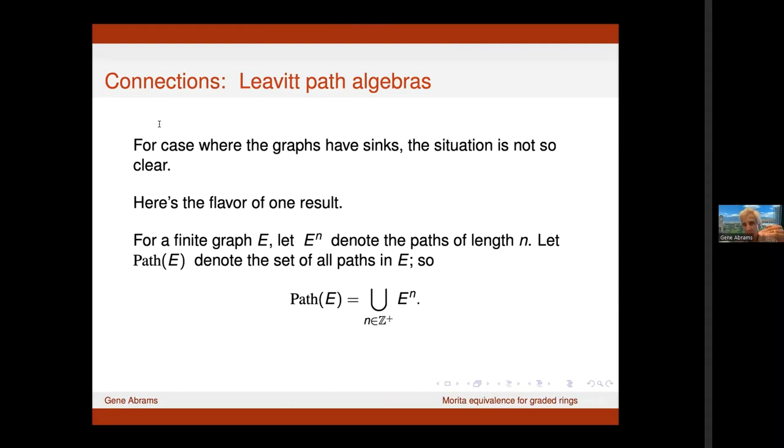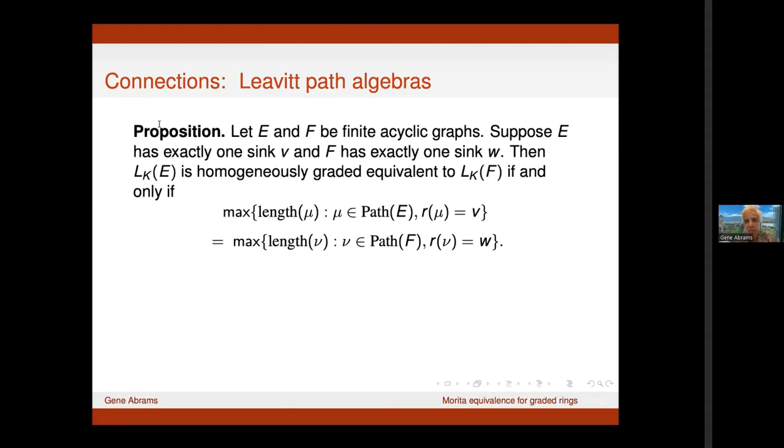So here's what the paths look like. They're just the finite paths that I'm interested in. And a proposition we're able to prove is this. Take two graphs that each have just one sink. Then homogeneous graded equivalence turns out to be the same as asking what's the longest path in E that lands at the sink, and then what's the longest path in F that lands at the sink. I'm sorry, I have to assume the graphs are acyclic so that the notion of longest path makes sense. Then homogeneous graded equivalence is the same as those two maximum length paths being the same length. The details I'm going to leave out here.